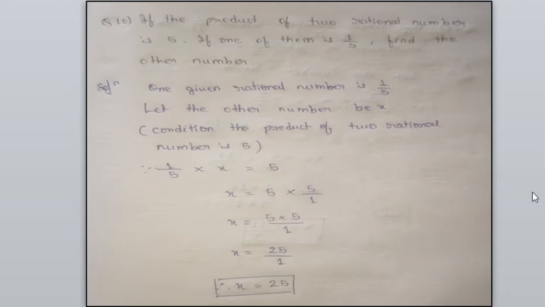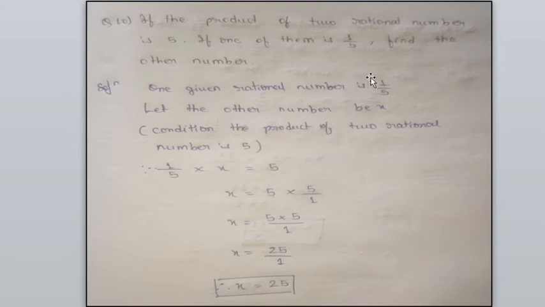Then question number 10. So this is a word problem. If the product of two rational numbers is 5, if one of them is 1 by 5, find the other number. So this type of question we did earlier also. So what is given here in the question? The product of two rational numbers is 5, and from those two numbers, one number is given as 1 by 5 and the other number we have to find out. So first we will write what is given.